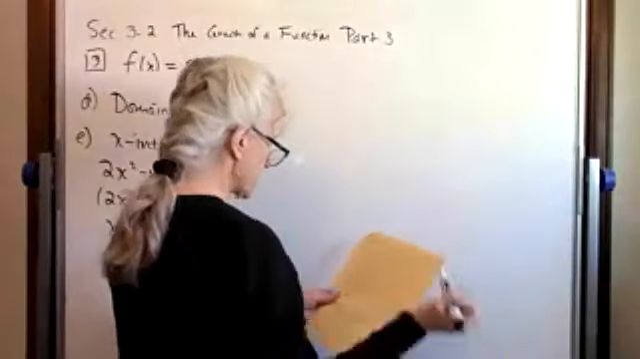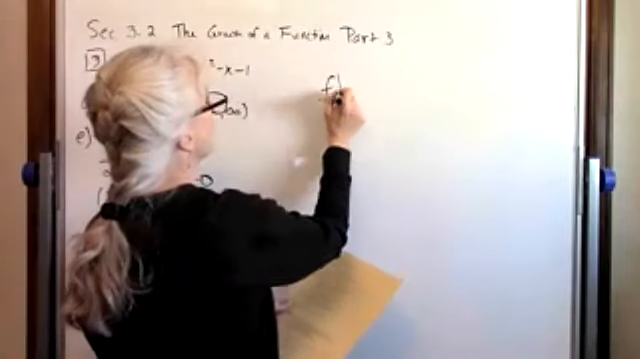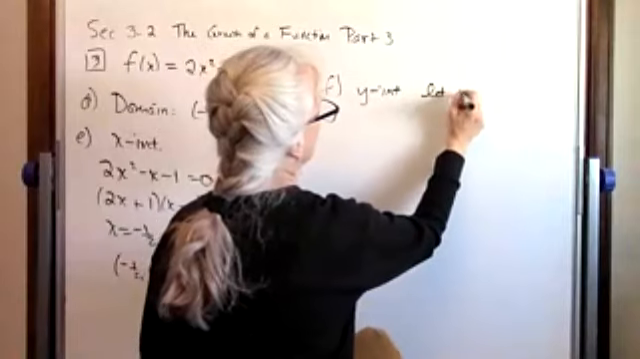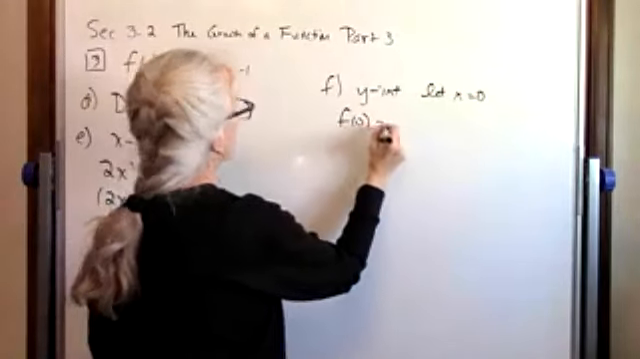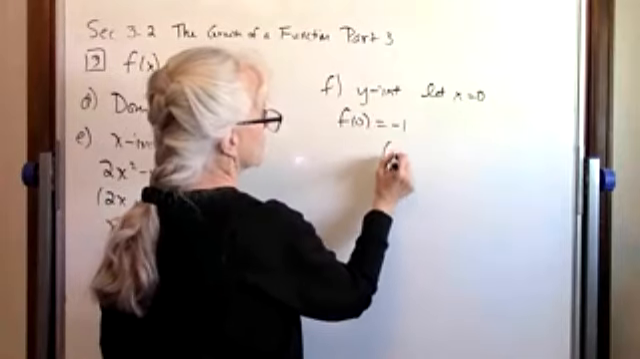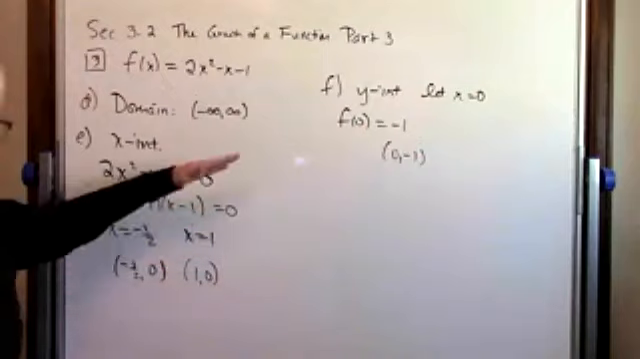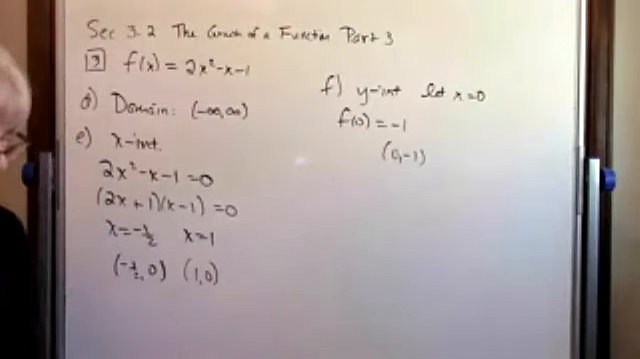And for the y-intercepts, this is part F. For y-intercepts, we know that we let x equal 0. So that would be f of 0, which is going to give us -1. So the y-intercept is at (0, -1). Again, to get the x-intercept, you set the function equal to 0. To get the y-intercept, you replace x with 0.